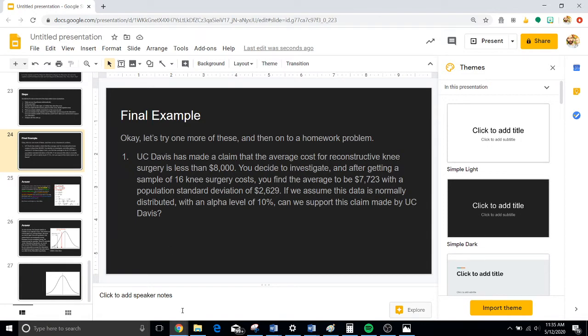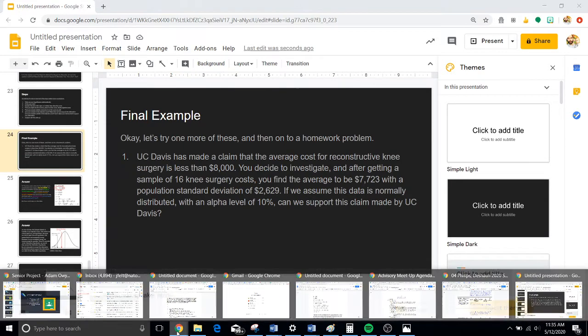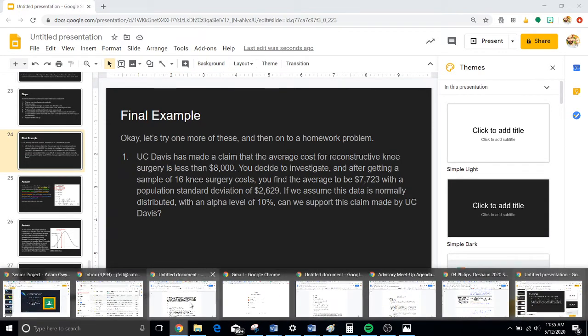If we assume this data is normally distributed with an alpha level of 10%, can we support this claim made by UC Davis? So what we're going to do for this one is I'm going to start by going over all the different rules and all the different steps for solving.